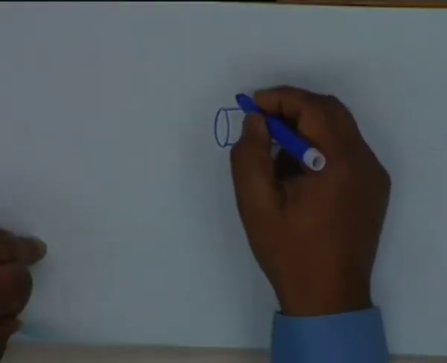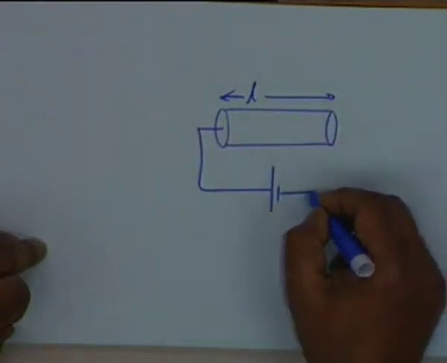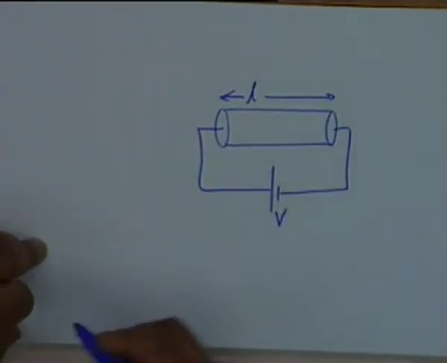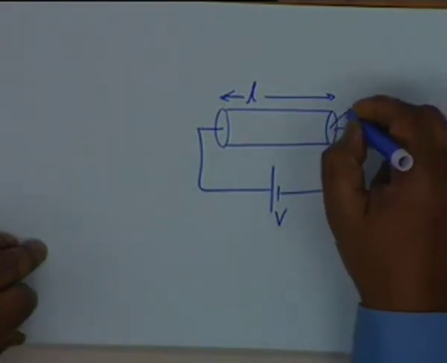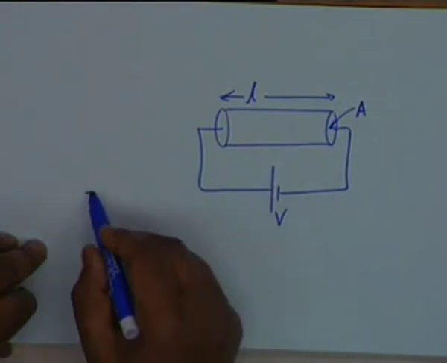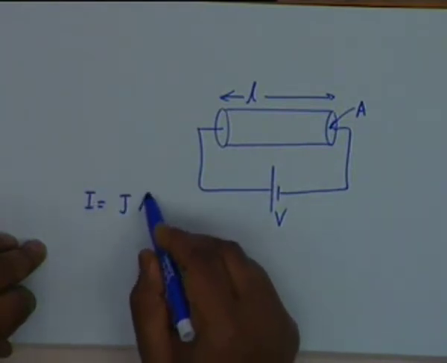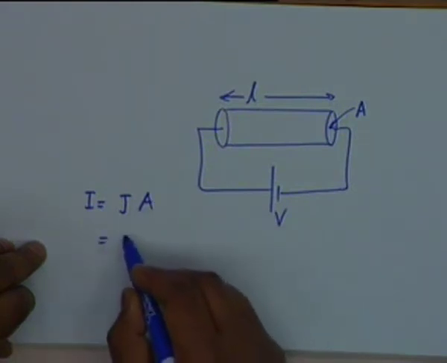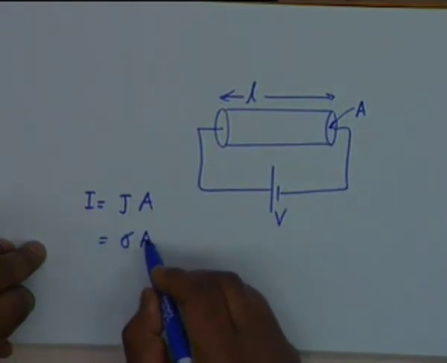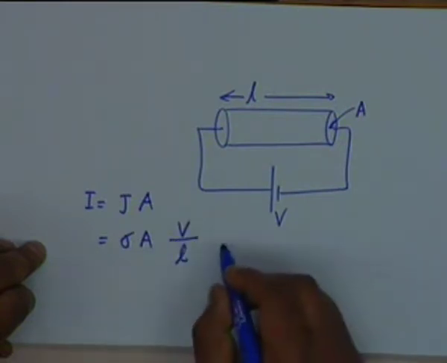Let's consider a conductor of length L, potential difference V, and cross-sectional area A. Then the current flowing, capital I, shall be equal to current density multiplied by A, and current density is sigma E. But what is E? E is V by L.